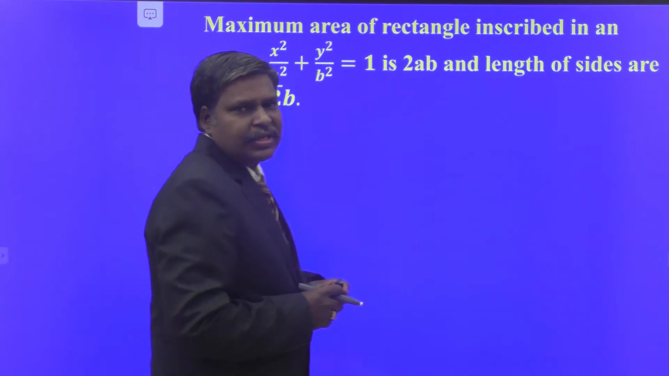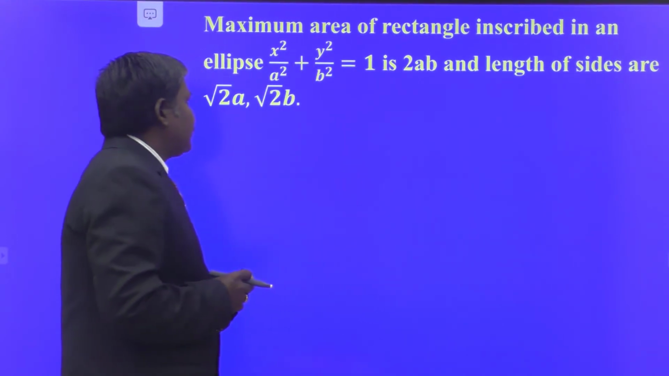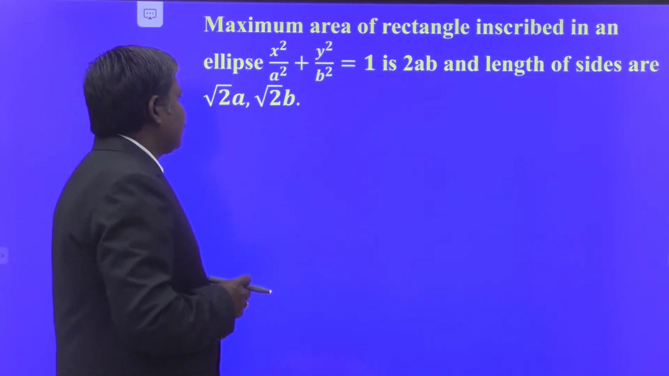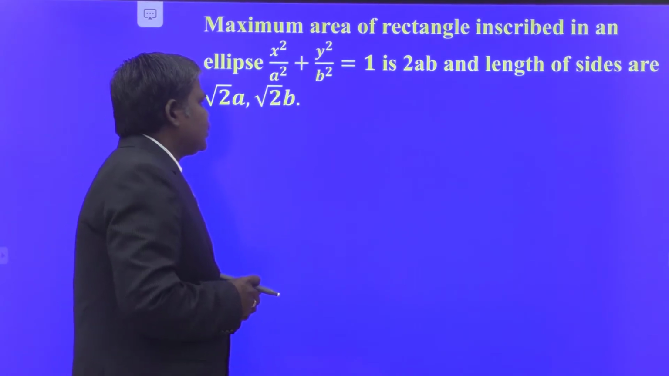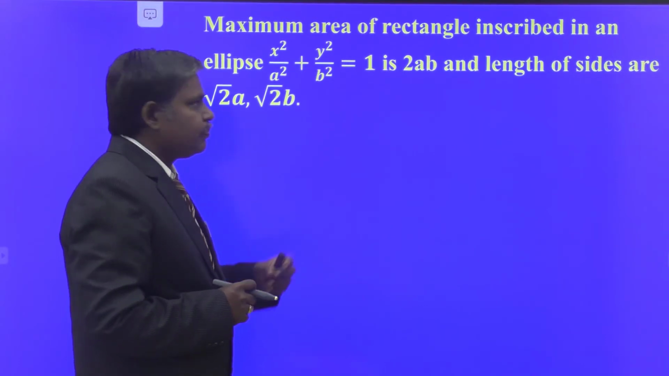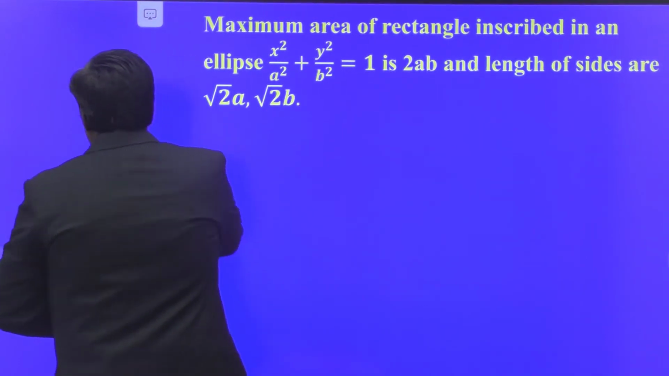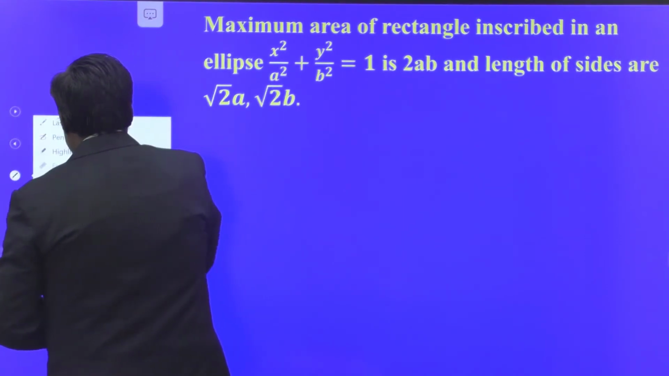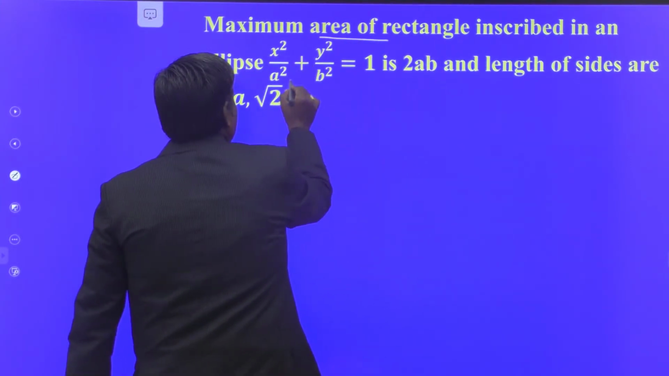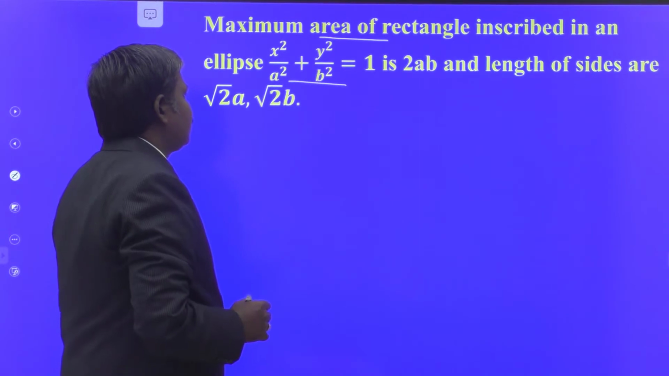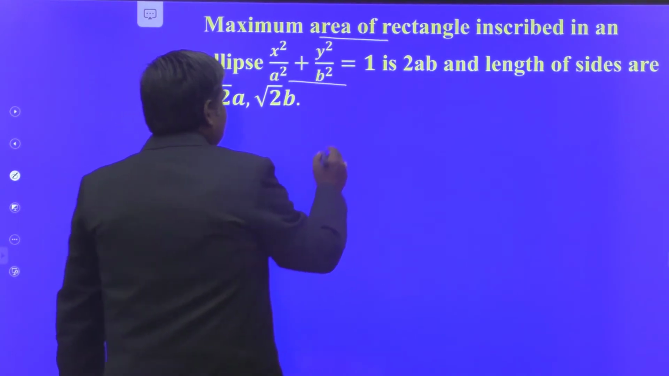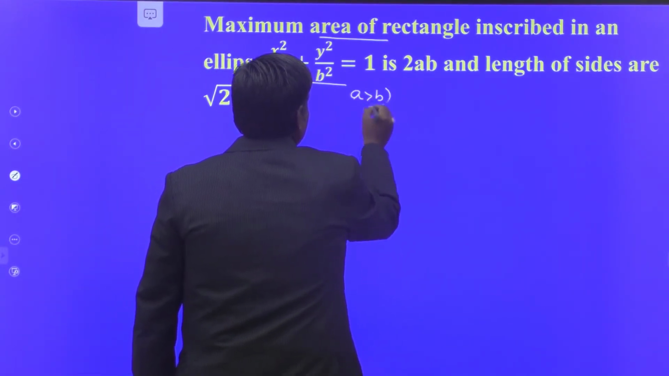This is the result. Maximum area of the rectangle inscribed in an ellipse x square by a square plus y square by b square equal to 1 is 2ab, and the lengths of the sides are root 2a and root 2b. This is your question. How to do this one? Maximum area of the rectangle you have to find out, that is inscribed in your ellipse x square by a square plus y square by b square equal to 1. So this is the standard form. For my convenience you take a greater than b.